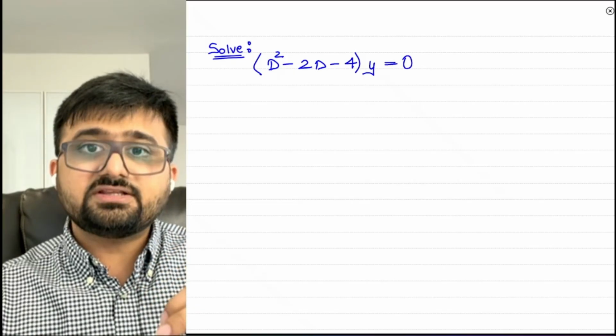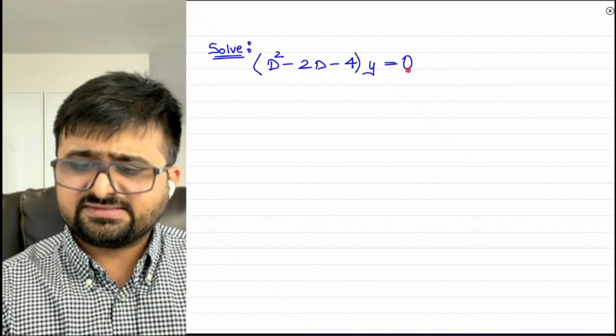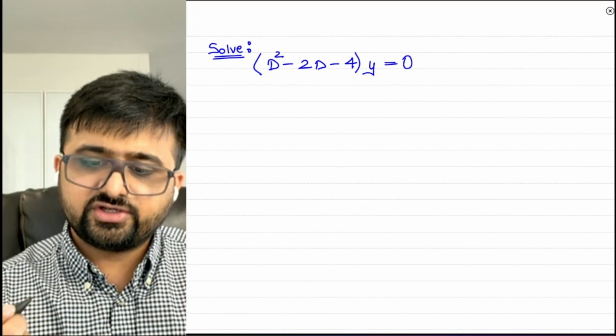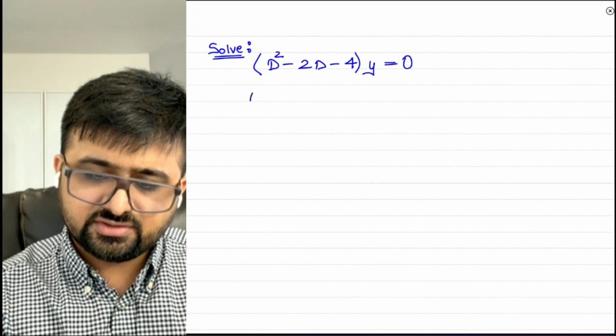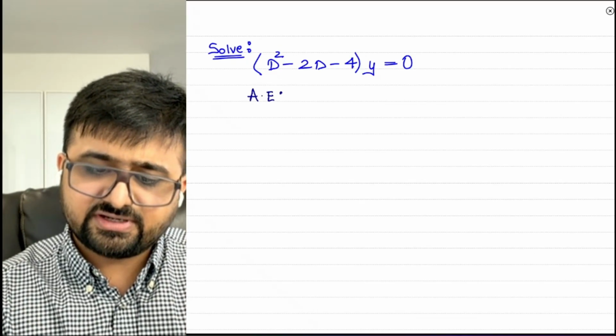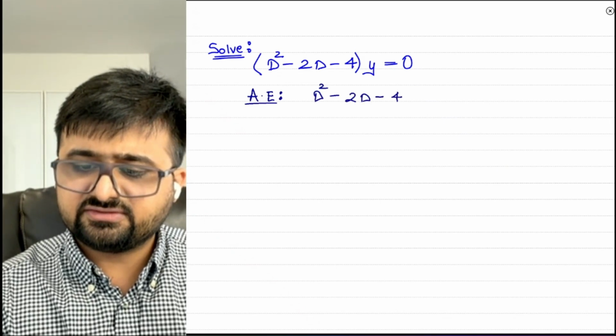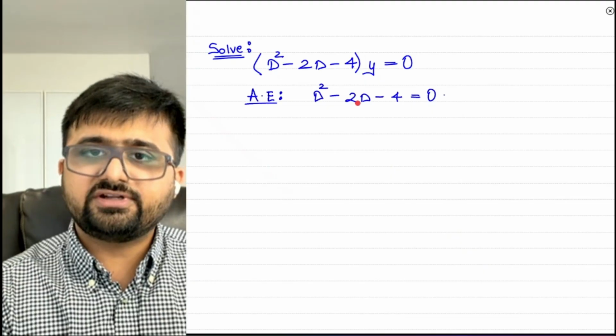All right, now let's solve this example. Since the right hand side is 0, the particular integral is going to be 0. So our solution is just going to be y is equal to the complementary function. In order to find the complementary function, let's first write the auxiliary equation, which in this case is D square minus 2D minus 4 is equal to 0. You can just solve it like a normal quadratic.